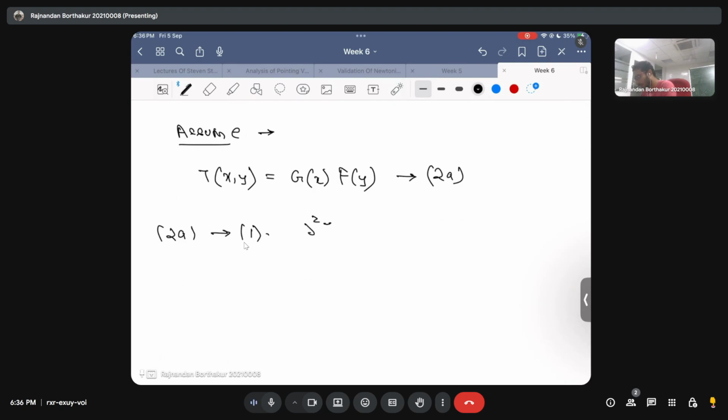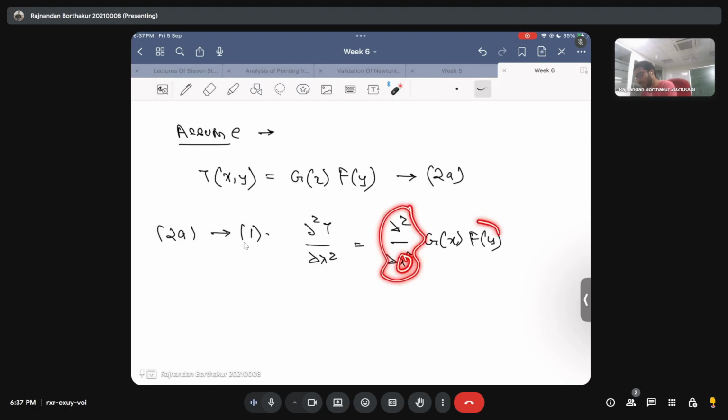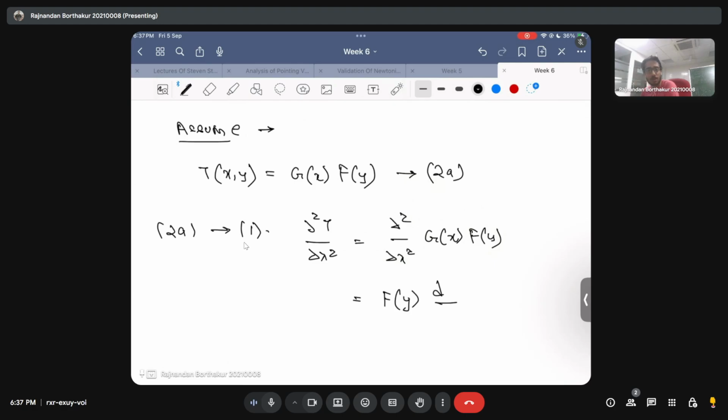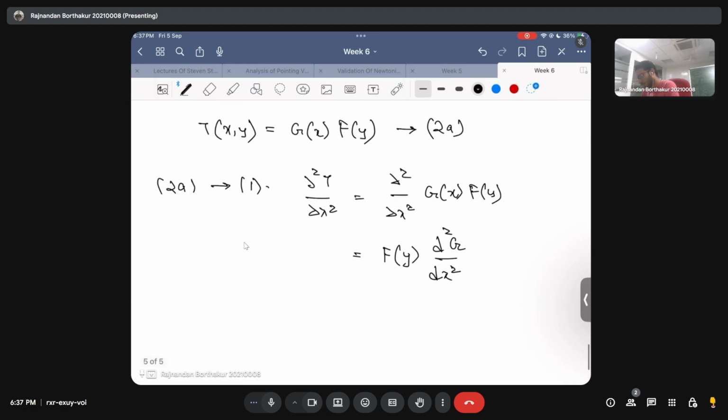So we have del 2T by del x2, that's the first term, and if we substitute, this just becomes del 2 by del x2 of g of x times f of y. But remember, this is a partial derivative with respect to x. So any function of y will just be a constant in this scenario. So this will just come out of the derivative. So this means it just becomes f of y times, now the del will convert to d because g is just a function of x. Okay, so this will just become d2g by dx2. Okay, I hope this is clear.